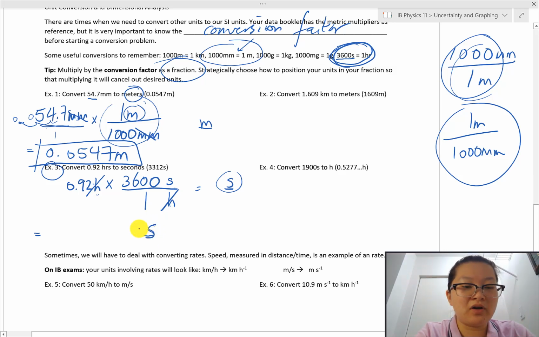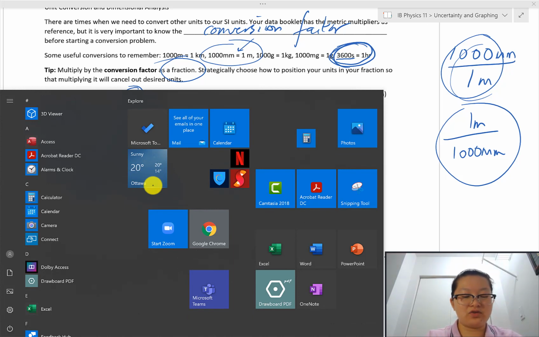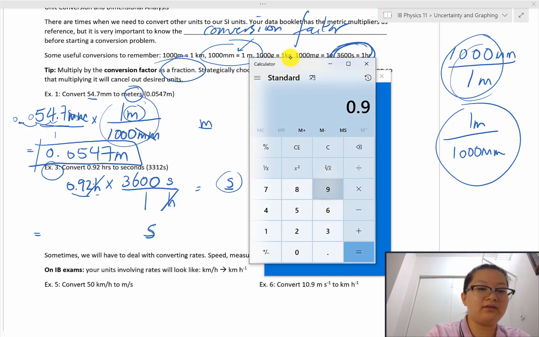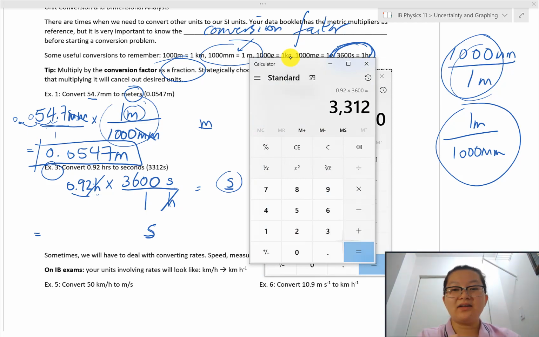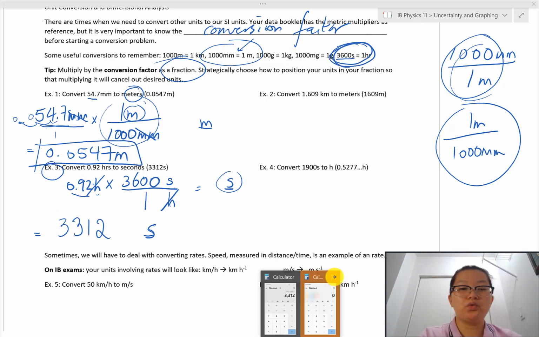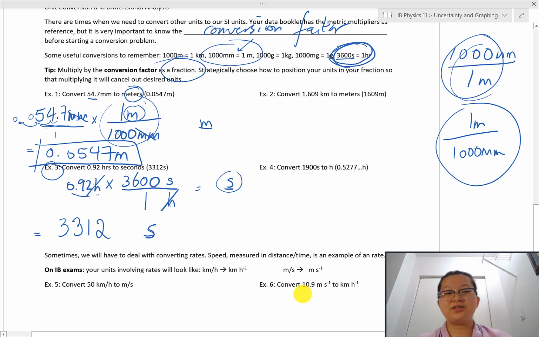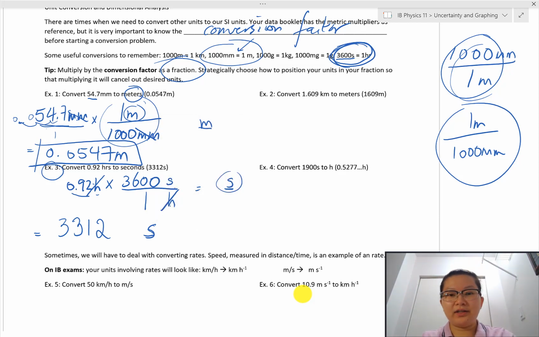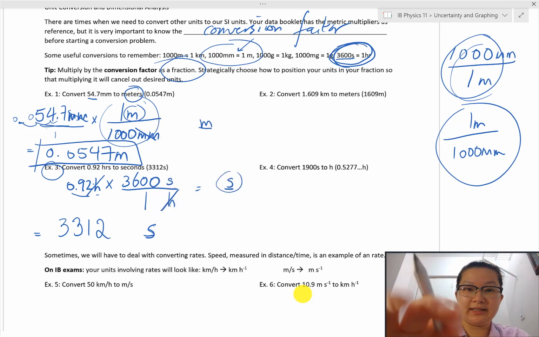And now I just need to multiply 0.92 by 3,600. So we can just quickly do that on our calculator. I get 3312. Okay, so there were the 2 examples. Let me give you a chance to try 2 and 4, okay? Good time to pause the video. Okay, I'm going to quickly do 2 and 4.